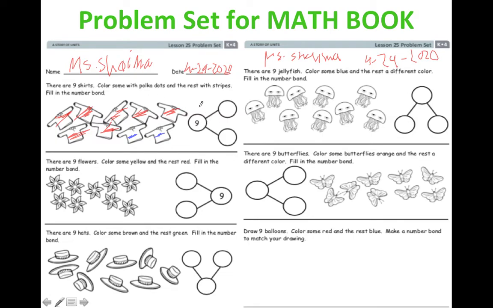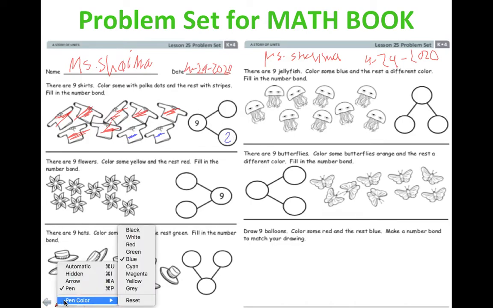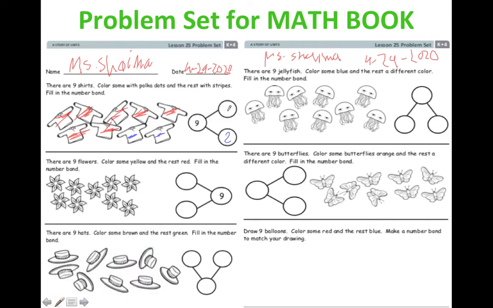So in the book, they gave us a clue, and it says whole is 9. Now we just have to make sure that we put the correct number of red and blue shirts on the parts. So I have 2 blue, so I'm going to write 2 here, and I have 7 red because I counted earlier. So now I know that 2 plus 7 equals 9, or 7 plus 2 equals 9. I want you to do this, this, this, and this by yourself.